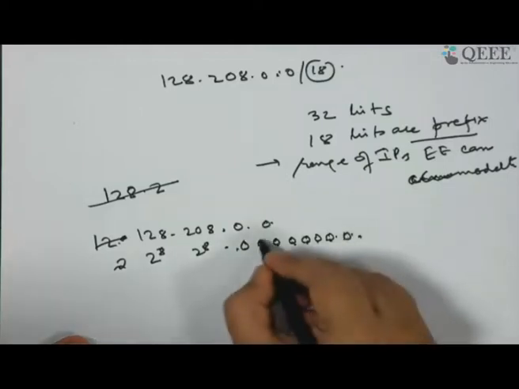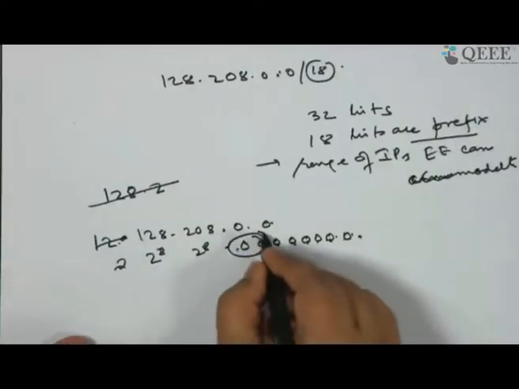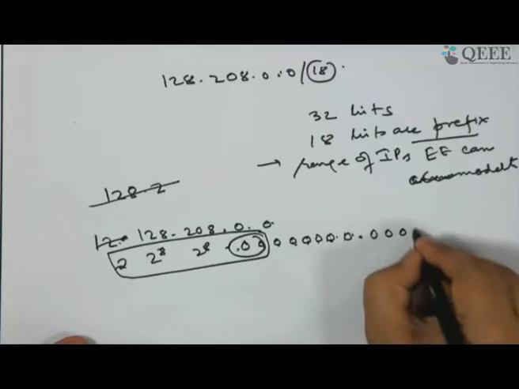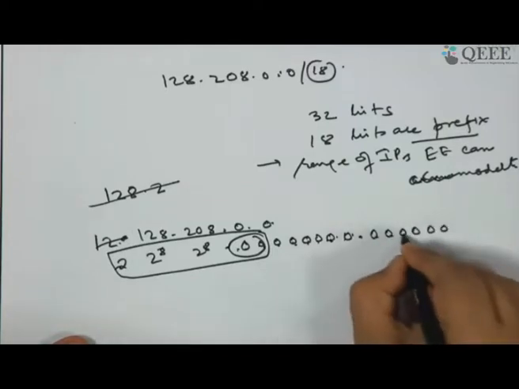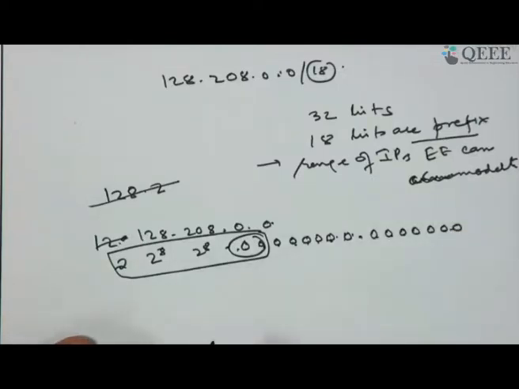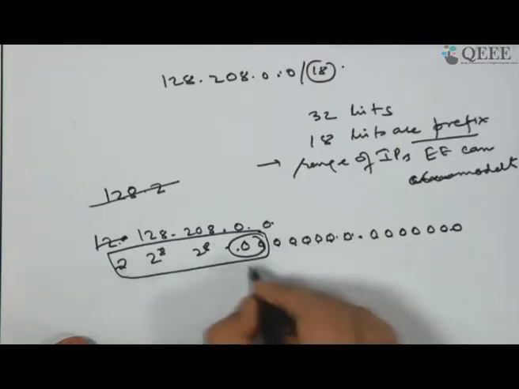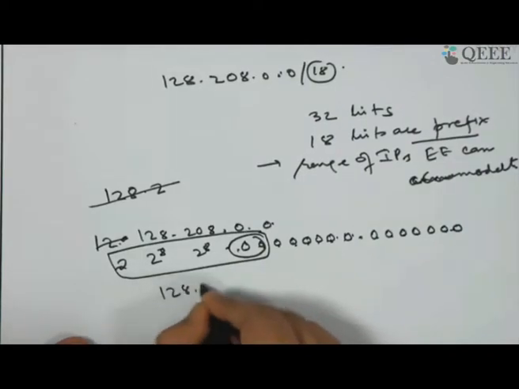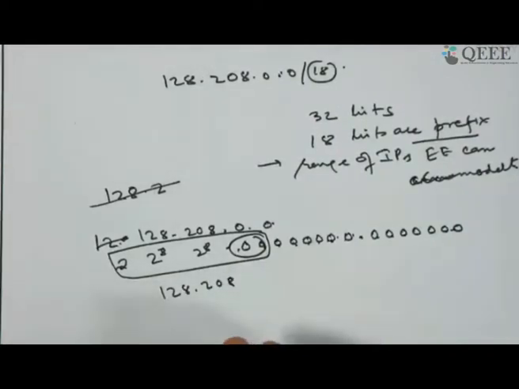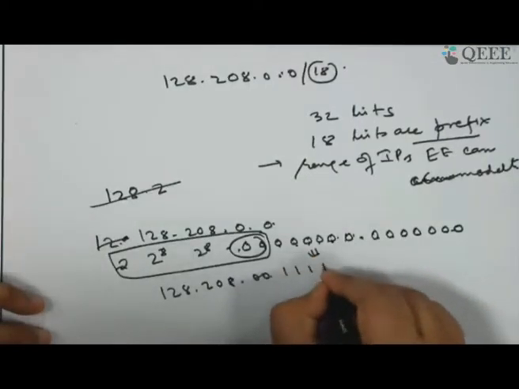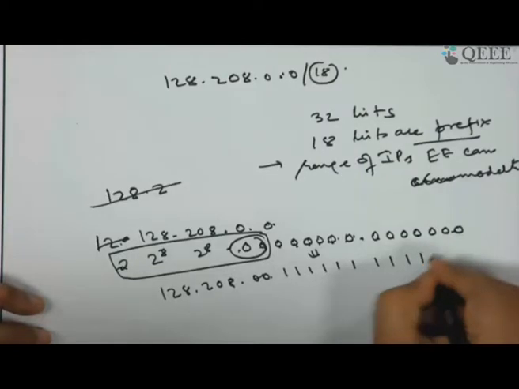So the first 2 bits are also in the prefix. Now what would be the last address? This part of the address cannot be shifted or changed, because the prefix is fixed for all IP addresses in EE. The last address would be all ones.